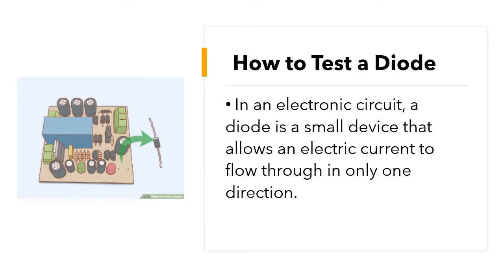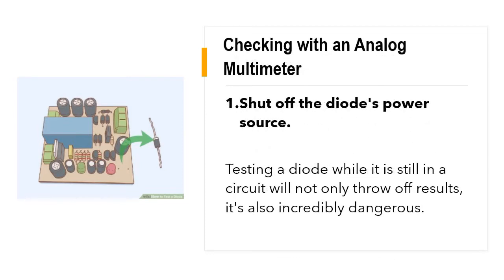How about how to test a diode? In an electrical circuit, a diode is a small device that allows an electric current to flow through in only one direction. So, let us discuss checking a diode with an analog multimeter. First step is to shut off the diode's power source. Testing a diode while it is still in a circuit will not only throw off results, it's also incredibly dangerous.